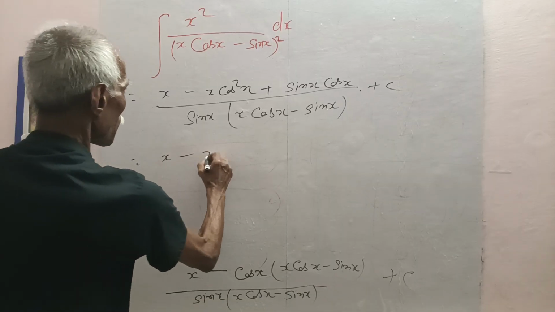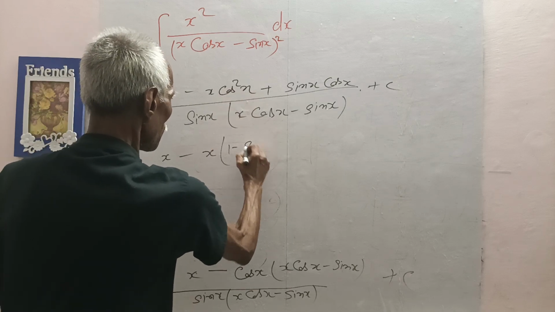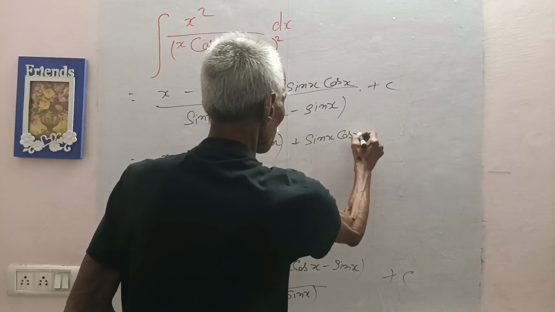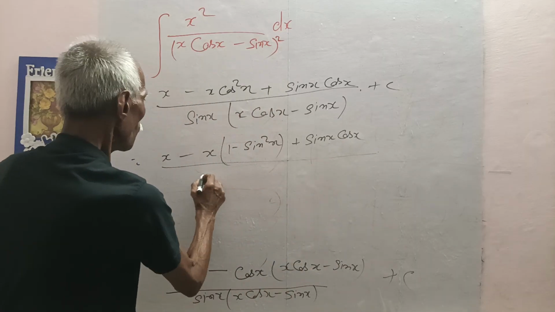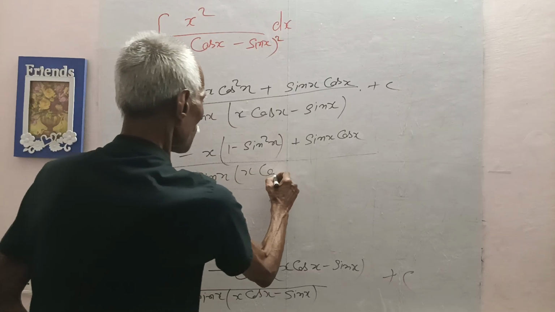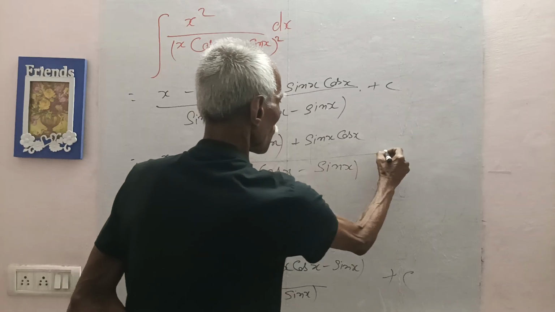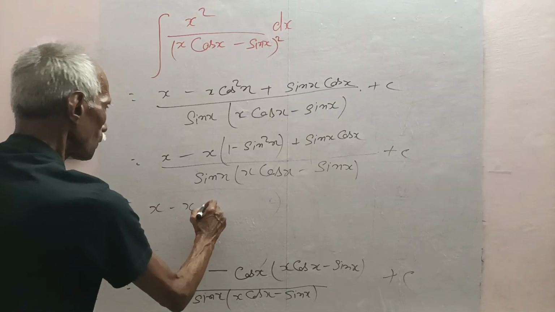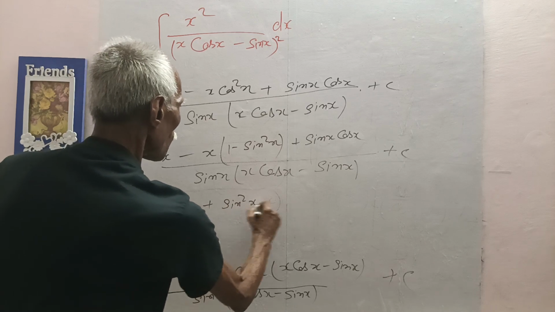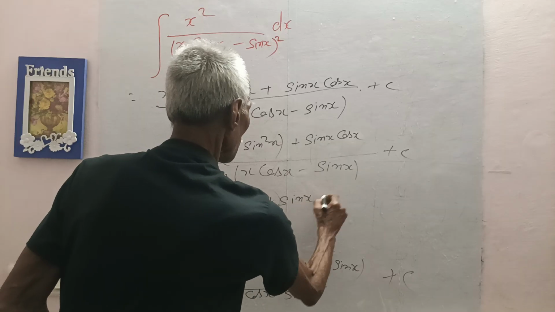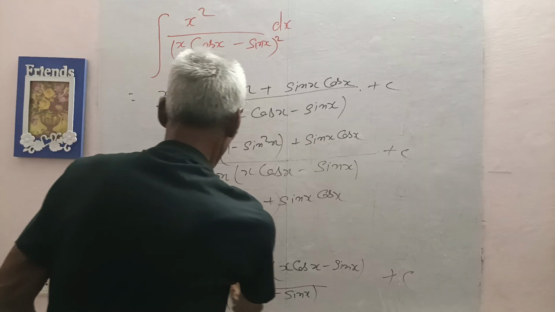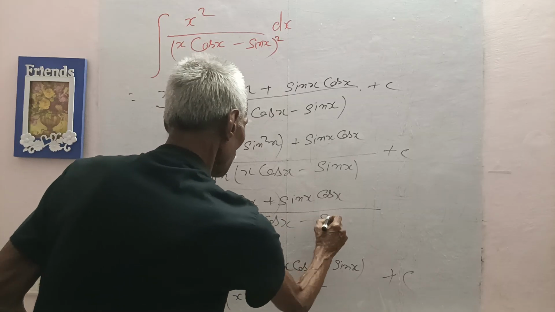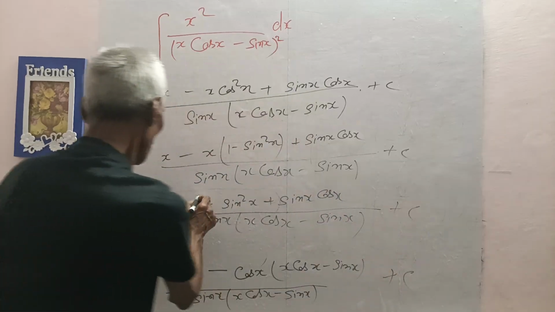Now x minus x cos square x is equal to 1 minus sin square x plus sin x into cos x by sin x into x cos x minus sin x plus c is equal to x minus x plus sin square x plus sin x into cos x by sin x into x cos x minus sin x plus c. Cancel.